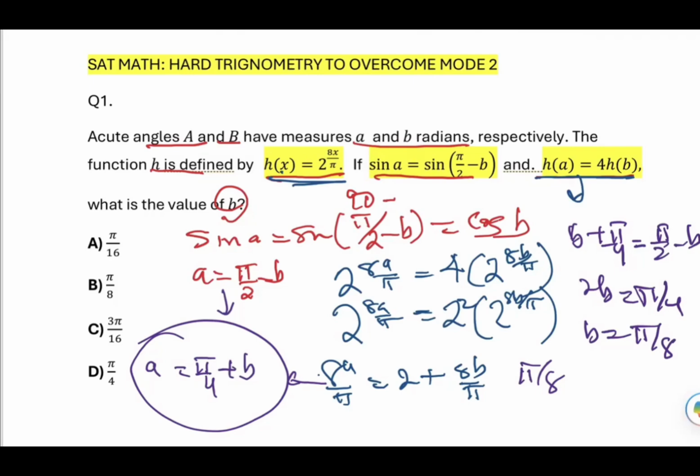This is a clone version of one of the questions that were released recently. I made this harder than what you see on the actual exam. If you can answer that, that one is a cakewalk. Therefore, pi over 8 is our right answer.